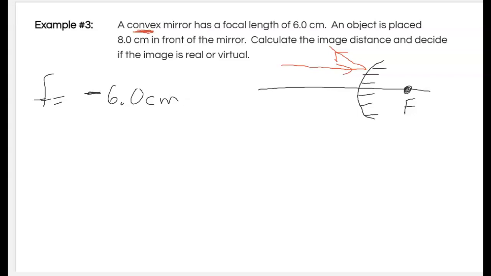Okay, so I have an object that is placed 8 centimeters in front of the mirror. So that is my d_o. And it says in front of the mirror, so that value is actually positive.